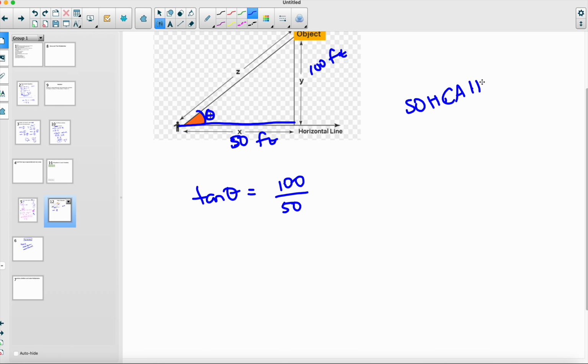SOHCAHTOA, I really hope you guys know this. Sine is opposite over hypotenuse. Cosine is adjacent over hypotenuse. Tangent is opposite over adjacent. I hope you know SOHCAHTOA because that's right triangle trigonometry.